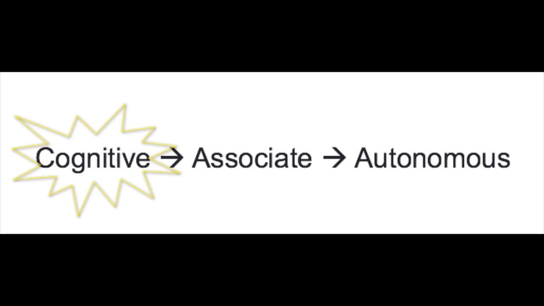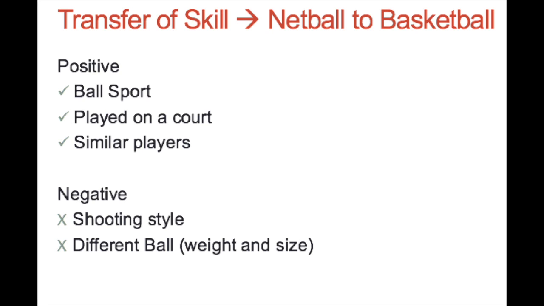The participant has no history of playing basketball and has never played it before. This means that she is in the cognitive stage of learning. The participant's sport history or preferred sport is netball. Because of this, there is some positive and negative transfer to the free throw skill.